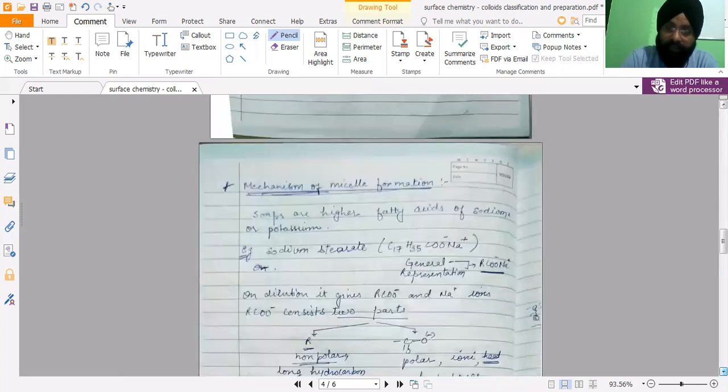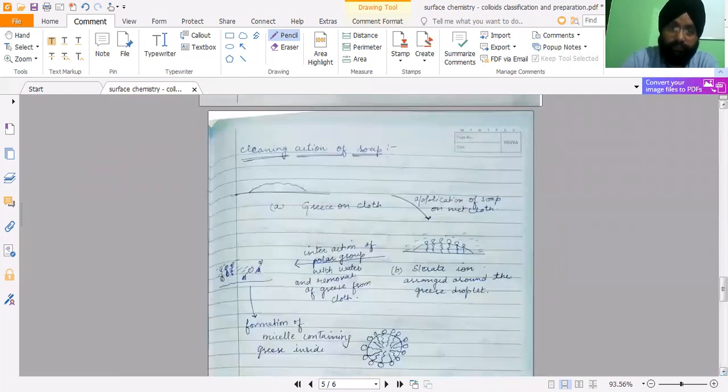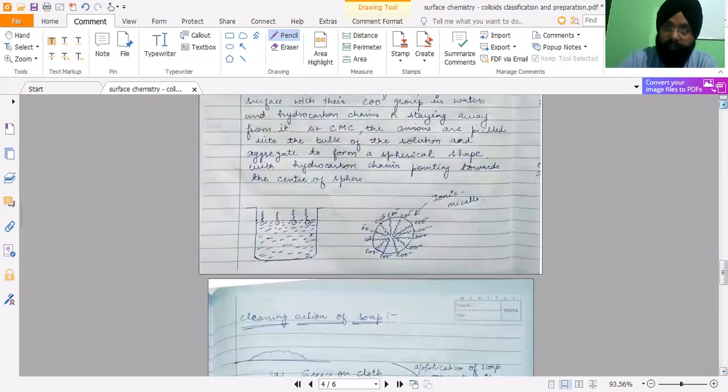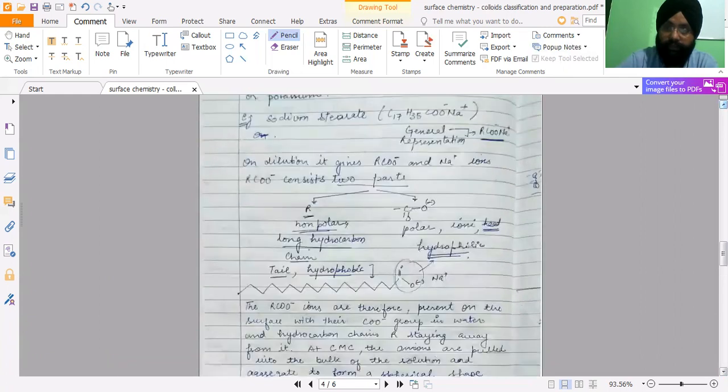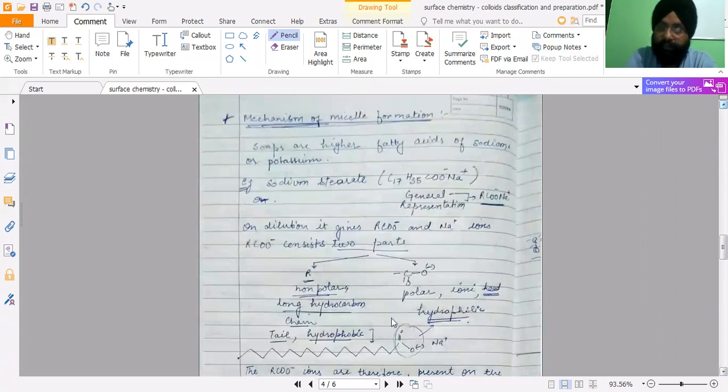Now, the mechanism of how a micelle is formed. The soap solution has particles in which there are two parts in a soap molecule. Soap contains a long tail which is a hydrocarbon, water hating and non-polar. The other part is polar, known as the head, and is hydrophilic. So there are two main parts in a soap molecule.